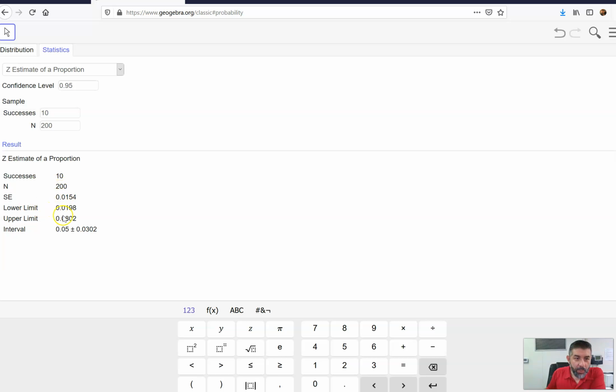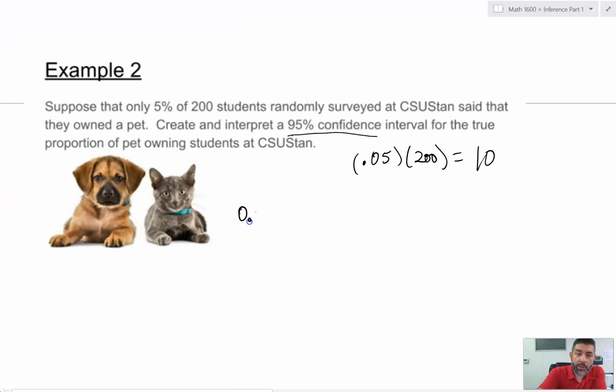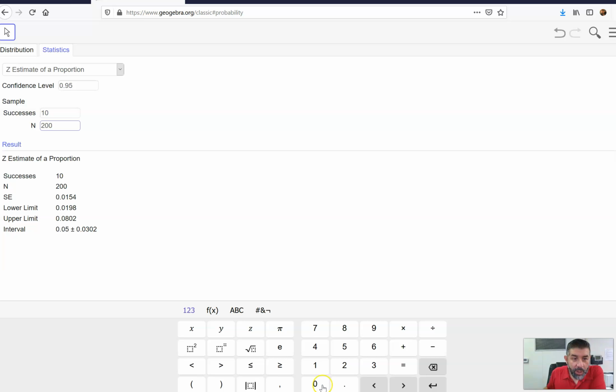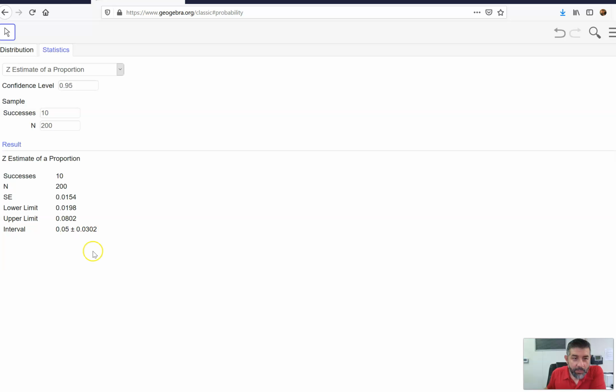We've got a standard error. The lower limit's 0.0198. Okay, so 0.0198 is my lower limit, and then my upper limit is 0.0802. Look, it nicely gives us the interval right here as well. All right, so this right here, you see this guy right here, 0.0302. That's called my margin of error.